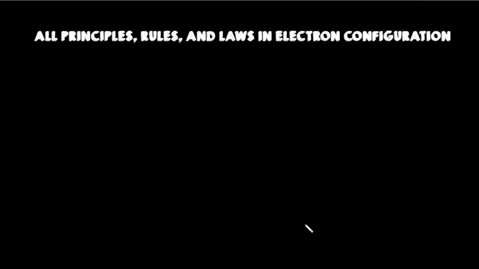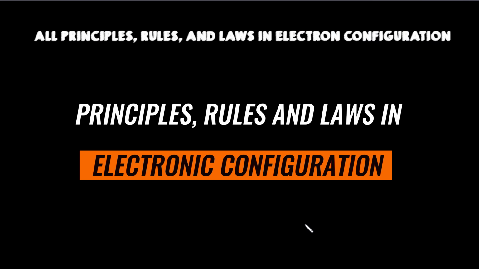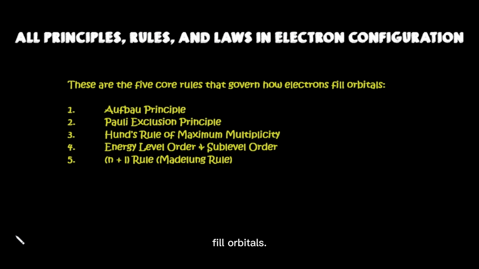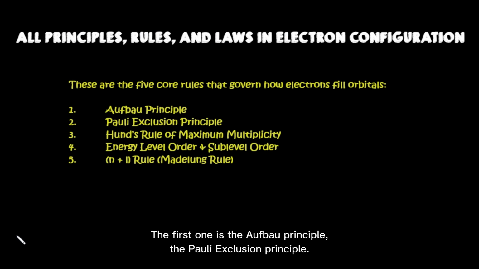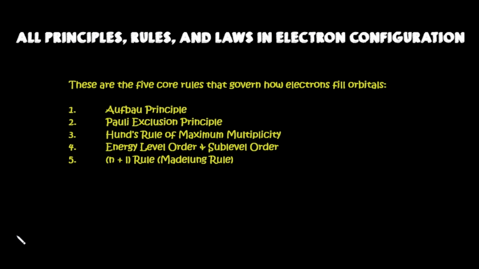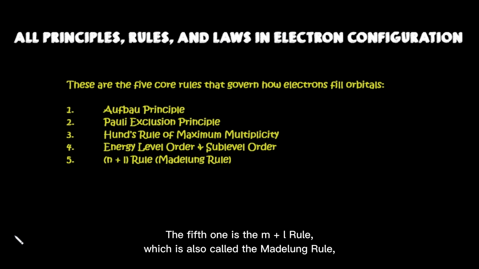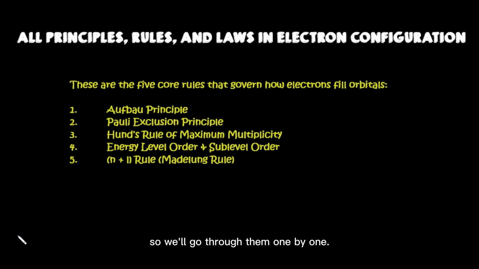Hi everyone. In today's lesson, we are going to be looking at all the principles, rules, and laws in electronic configuration. These are the 5 core rules that govern how electrons fill orbitals. The first one is the Aufbau Principle, the second is the Pauli Exclusion Principle, the third is Hund's Rule of Maximum Multiplicity. The fourth one is energy level order and sublevel order. The fifth one is the n plus l rule, which is also called the Madelung Rule. So we'll go through them one by one.